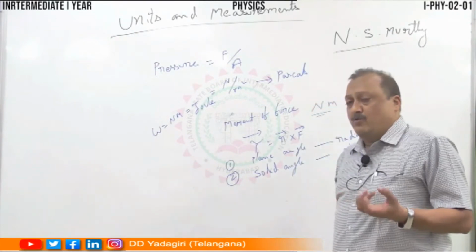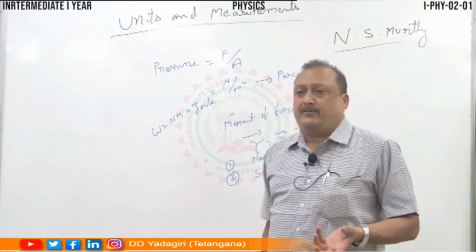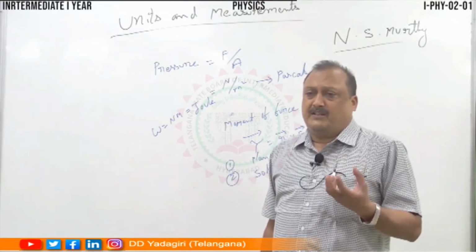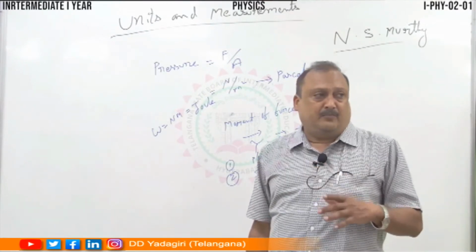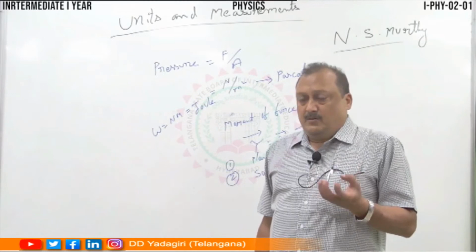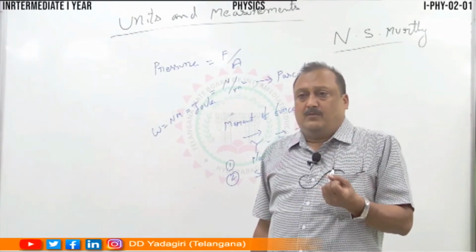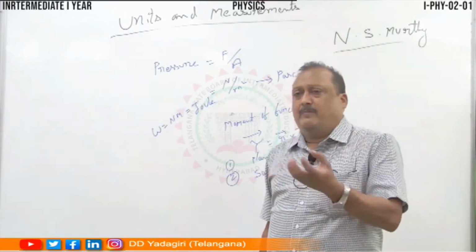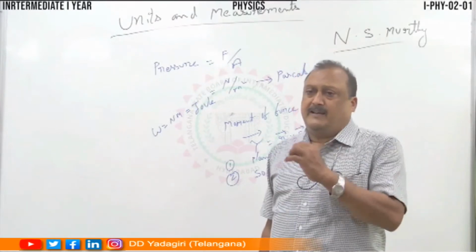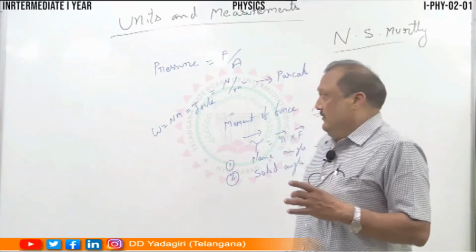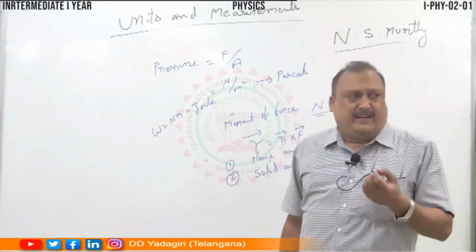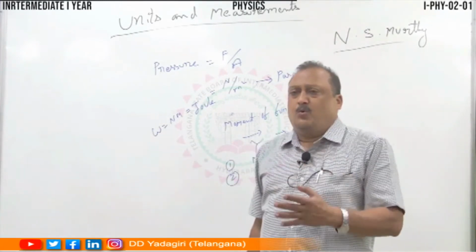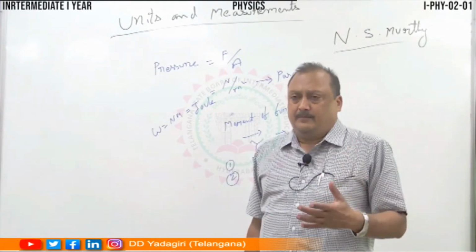After that, you learn about precision and accuracy. Accuracy and precision. If the measured value is very near to the actual value, the true value, then accuracy is high.